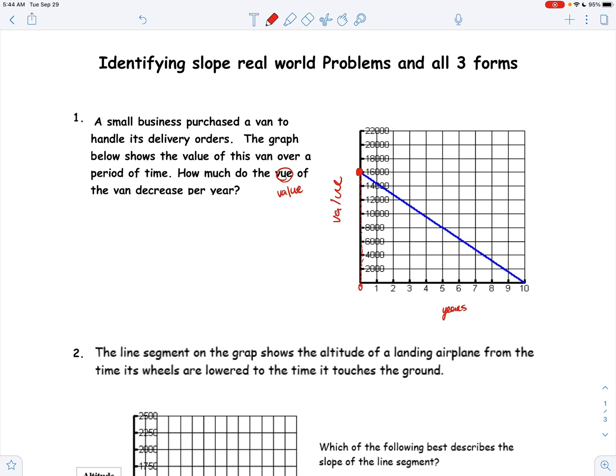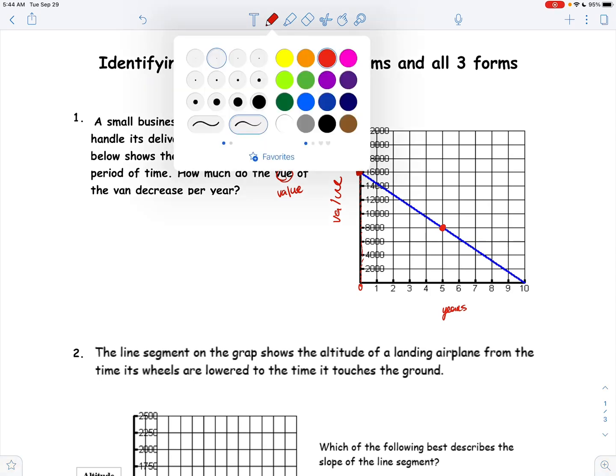All right, and it's hard to tell after 1 year what's going on here, right? Because it's kind of in between some things. So it's hard to predict. So we're not going to use that point. All right. But if we come down here to about after 5 years, we can clearly see that the value is $8,000. So if we're to say how much is decreasing each year, then we need to basically find our rate of change or slope.